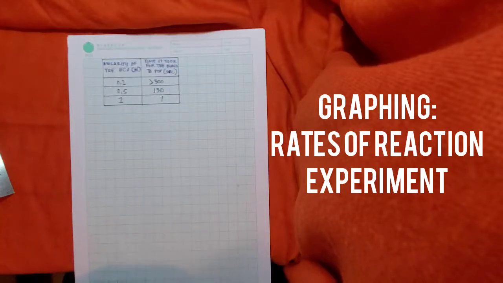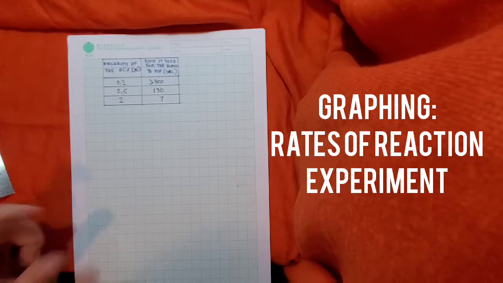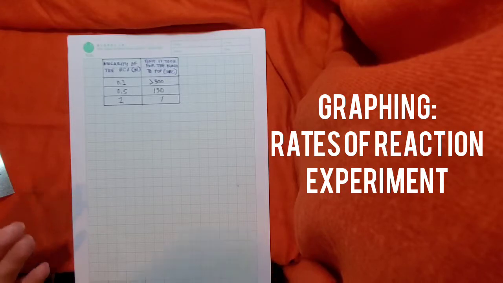I just finished marking the graphs for the rates of reaction, and I think we need to go over how to make a SALT graph. Okay, you need to remember that you need to check before submission.